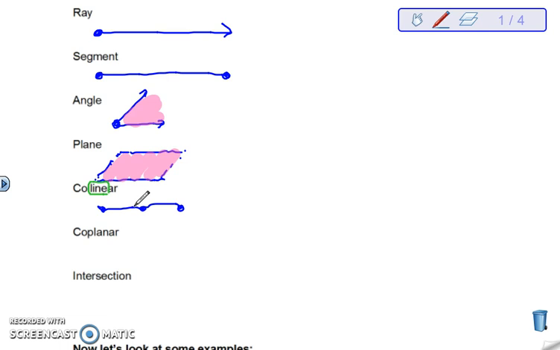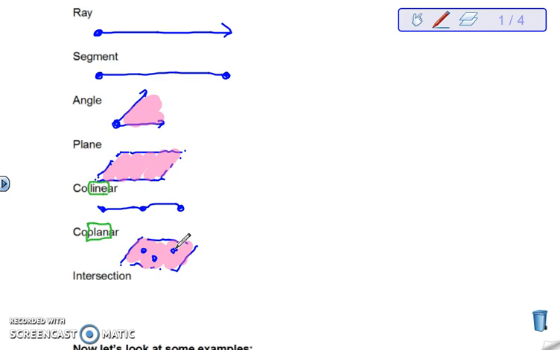Similarly, coplanar, we almost see the word plane in there. They just had to leave the E off. So if collinear means they're on the same line, coplanar means they're on the same plane. So imagine this little highlighted portion is my plane. If I take some points and put them in here, those points are coplanar.